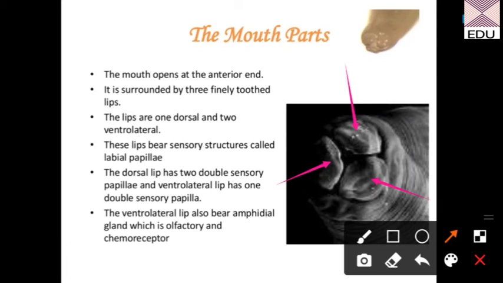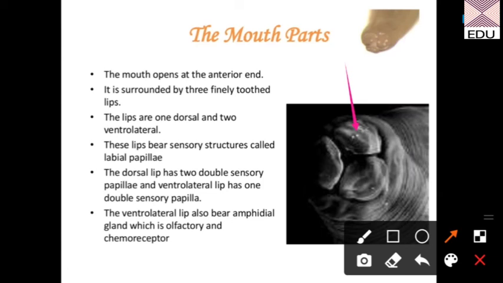If we go further, these lips bear sensory structures called the labial papillae. Now what type of labial papillae are present? We are taking them one by one. The dorsal lip has two double papillae. This is very important to note, that this dorsal lip has two double papillae. Now coming to the ventrolateral lips, each lip has one double sensory papilla, whereas the dorsal lip had two double papillae.